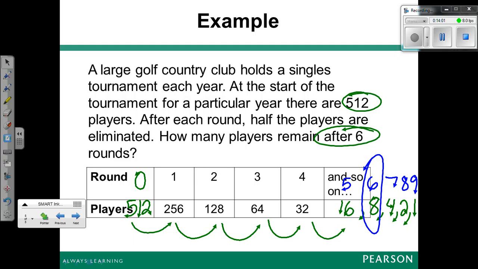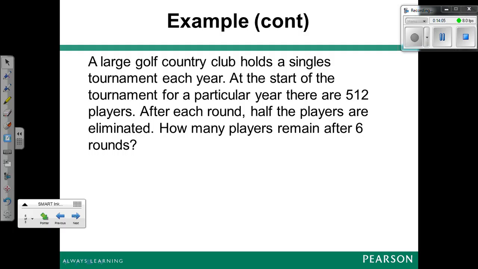0.5, right? Because half is 0.5. If we were talking about percentage, it will be 50%. So 50% of the players are cut off every round.